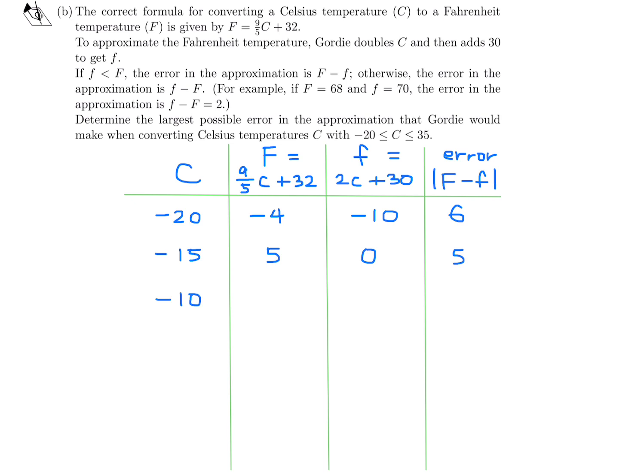How about if I do -10 for Celsius? This gives me now 14, and small f becomes 10. So my error now is 4. All right, it's going down. Let's try -5, and then 0, and then we'll see what happens after that. Well, if it's -5, we get 23, and then for f, it will be 20. So that will be 3. 0 is pretty easy. It'll be 32 and 30, and then that's 2. So it looks like it's going down.